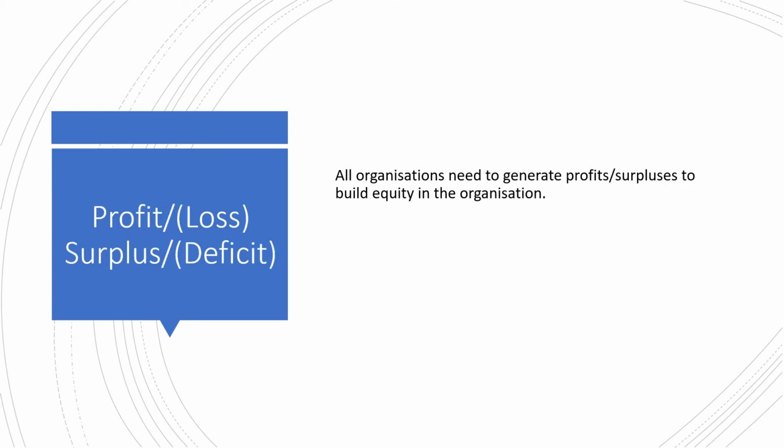When you look at the profit or loss, you need to consider that all organisations need to generate profits or surpluses to build equity in the organisation. Only when an appropriate level of reserves has been accumulated should the organisation operate with much tighter margins. When you're looking at the profit or the loss figure, you should consider the trend over time and against budget. Did you meet budget? Did you fall short of budget? Were you over budget? Some years you make money, some you lose money.